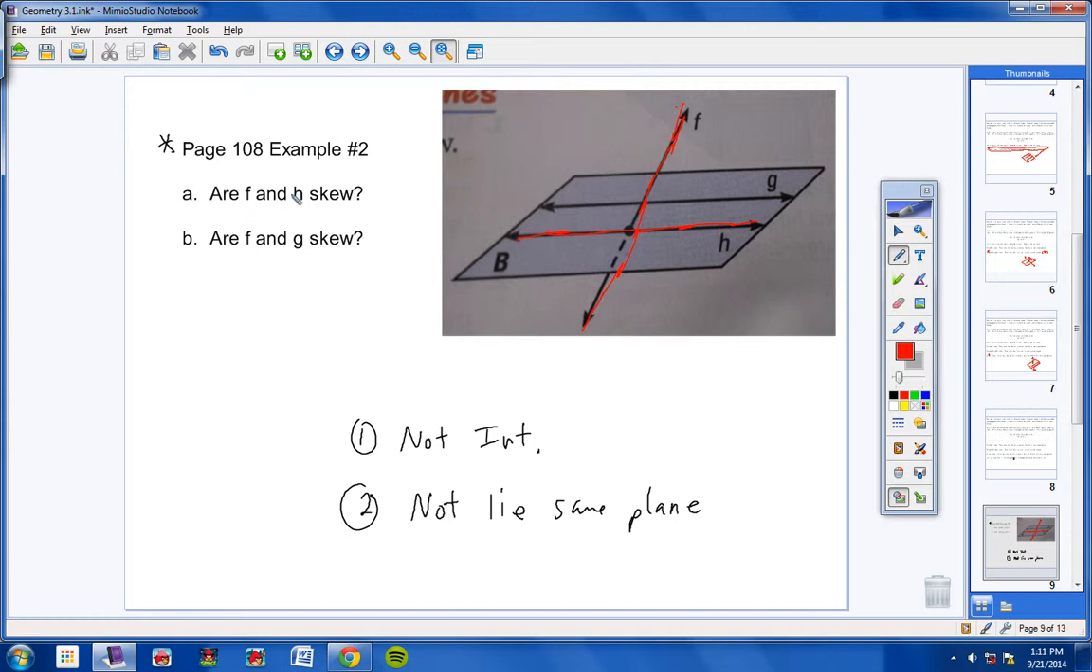If F and H are skew lines, they can't intersect. And look, they're intersecting right here, okay? So no, they are not skew. They intersect. Skew lines cannot intersect.